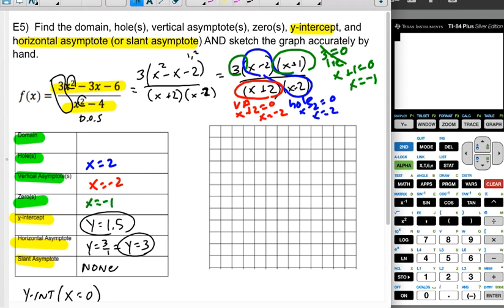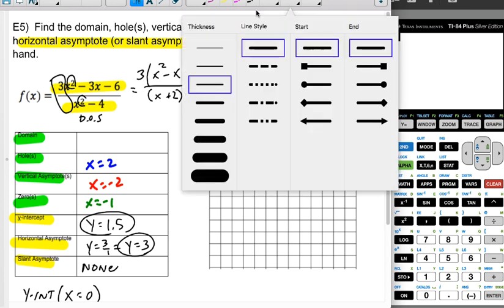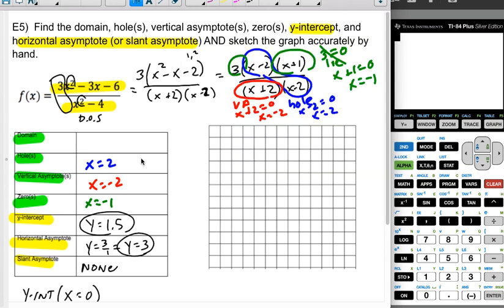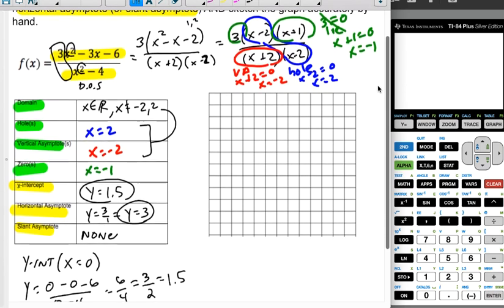Great. The last thing I have to do is write my domain, right? My domain is going to be essentially all real numbers except those 2 values. So I'm going to write x is an element of reals, but x can't be -2 or 2. And that's it. All right, so now I've done all of those things, and the last thing I need to do is sketch a graph.